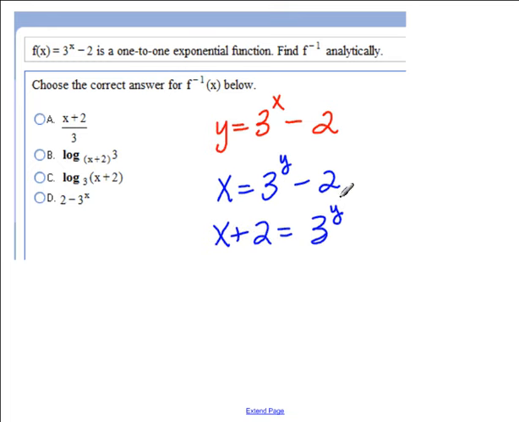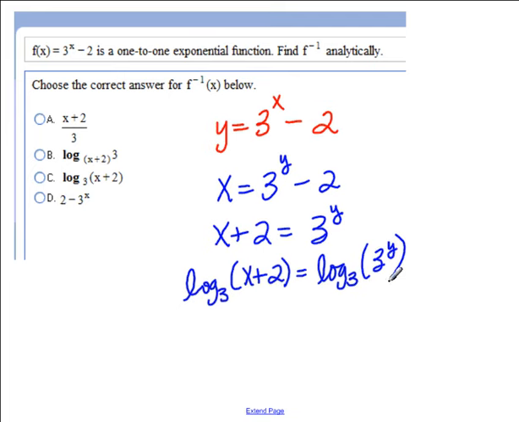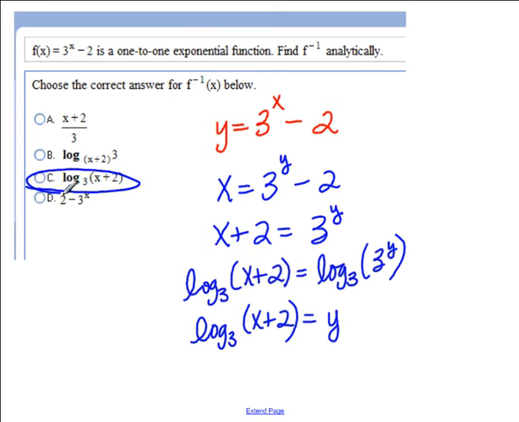And then if we want to bring the y down or get y by itself, we have to do the operation that will remove that, which is the log base 3. Log base 3 of x plus 2 is equal to the log base 3 of 3 to the y. So log base 3 of 3 to the y is just simply y, which is equal to the log base 3 of x plus 2. Okay, and so this would be the answer.